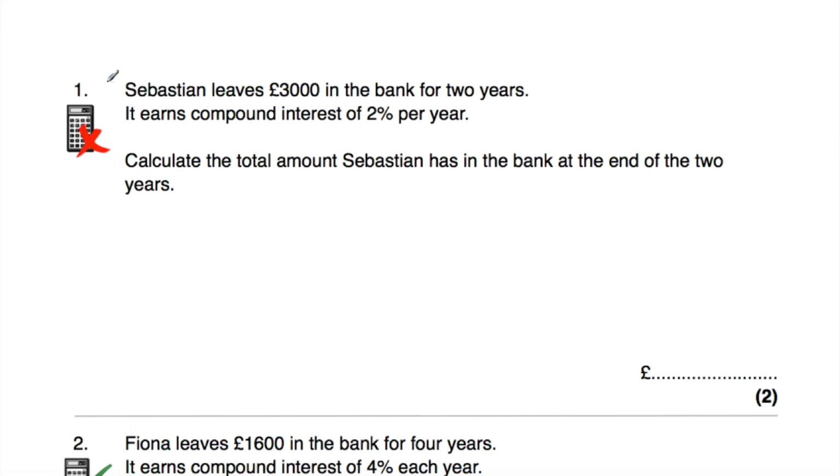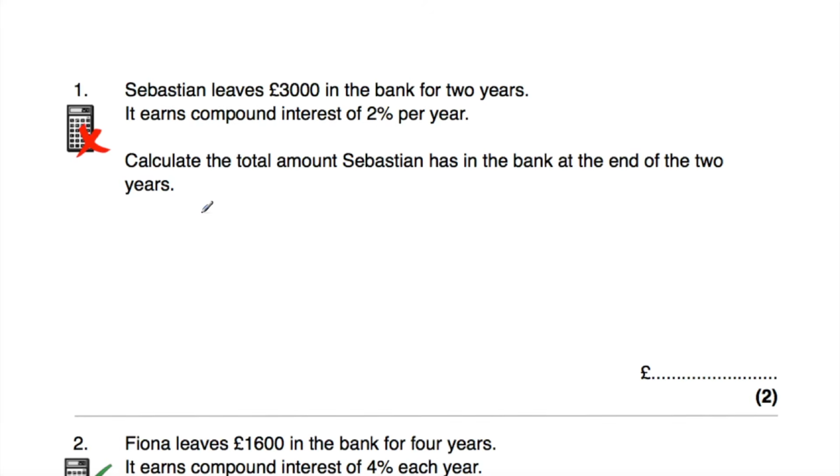Okay, question number one. Question number one says Sebastian leaves £3,000 in the bank for 2 years and it earns compound interest of 2% per year. And we've been asked to calculate the total amount Sebastian has in the bank at the end of the 2 years. So because he's invested £3,000 for 2 years and it earns 2% per year compound interest, we need to increase the £3,000 by 2% to find out how much money would be in the bank after 1 year. And then once we know that amount, we'll then increase that by 2% to see how much it'll be in the bank after 2 years.